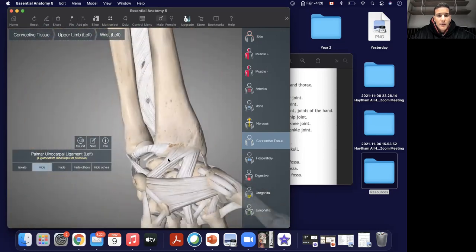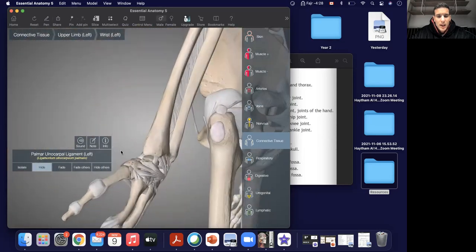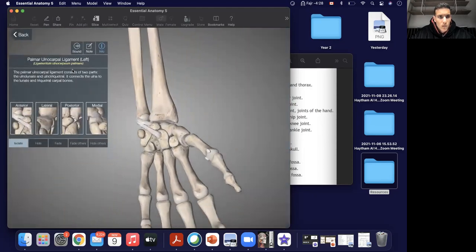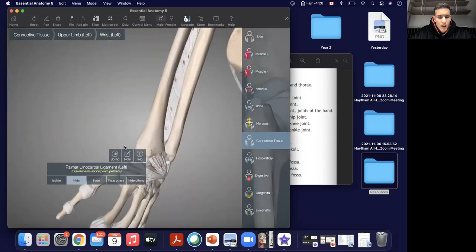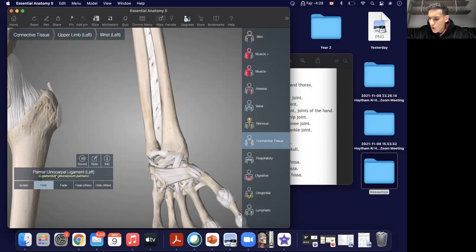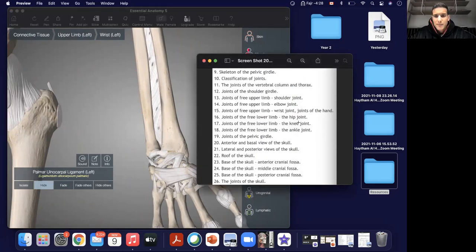Okay, now we have so many ligaments in this region, and I've mentioned it in my previous video. So many of them, I just suggest you go into the notes or revise my previous video for the ligaments. But for every joint, please know the ligaments. Joints of the hand, I've discussed this very precisely in my previous videos. Joints of the free lower limb, the hip joint, the knee joint, and the ankle joint.